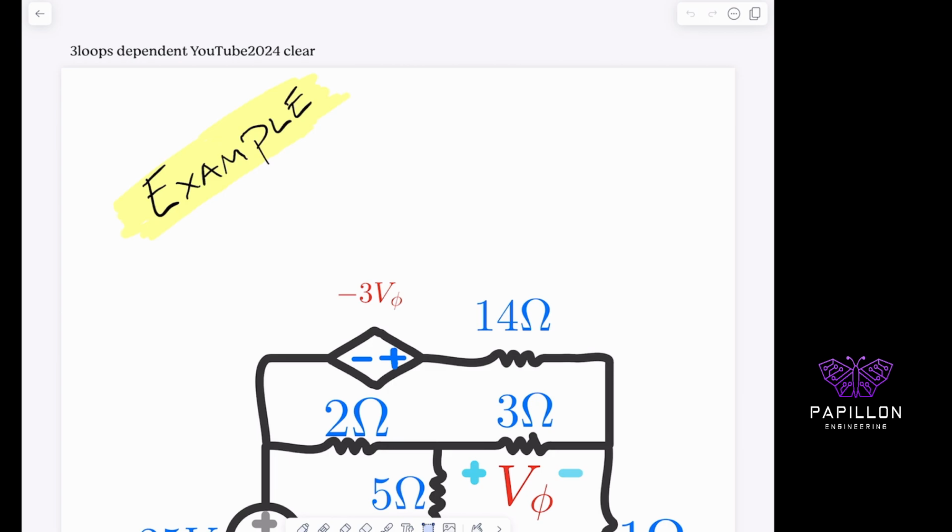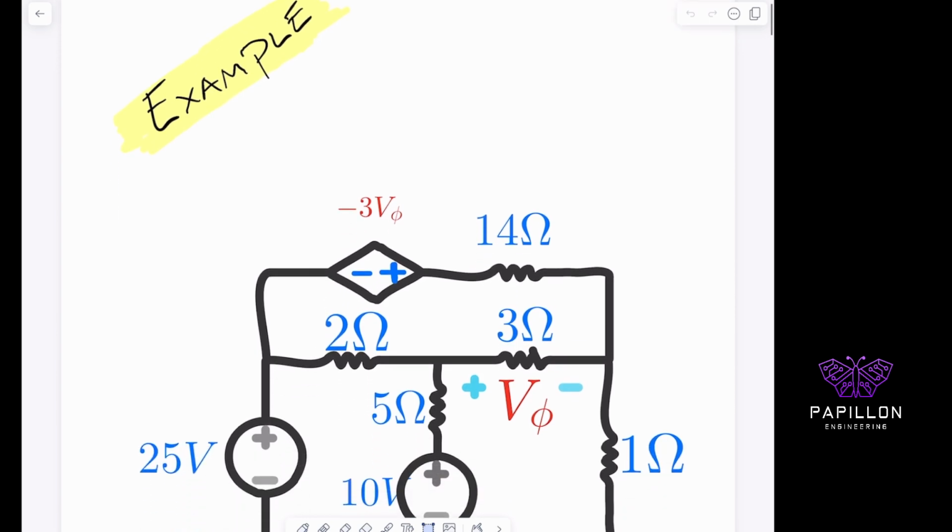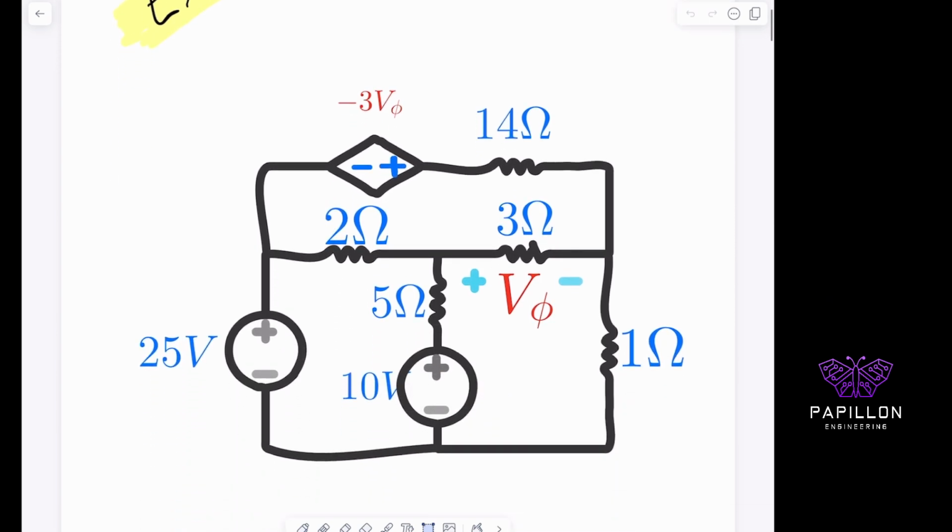So again, today we're going to look at our dependent voltage sources. Here I have an example of a classic mesh equation, a three-loop type of problem. If you look at it carefully, we have our dependent voltage source right over here, with the -3 V naught, and it's dependent on the 3 ohm resistor. This means there is a factor of 3 affecting the voltage source, in addition to the current of this resistor branch. So that's what we're trying to focus on.